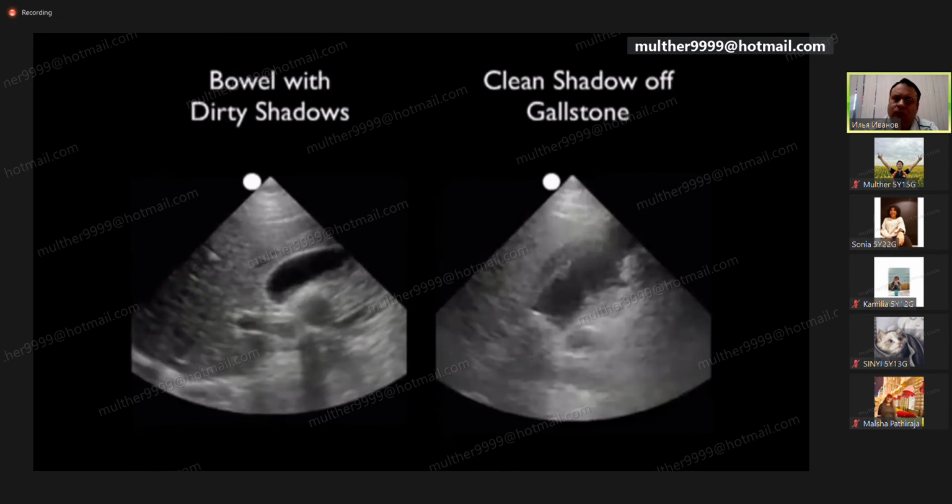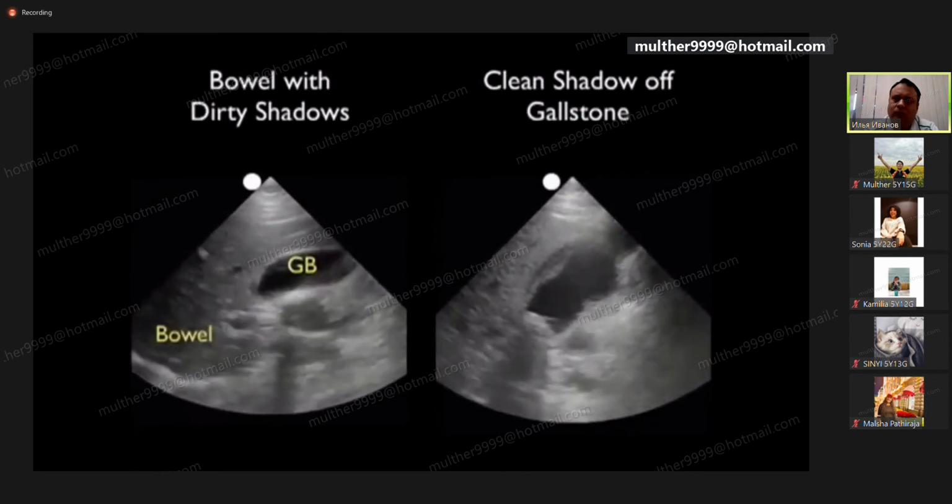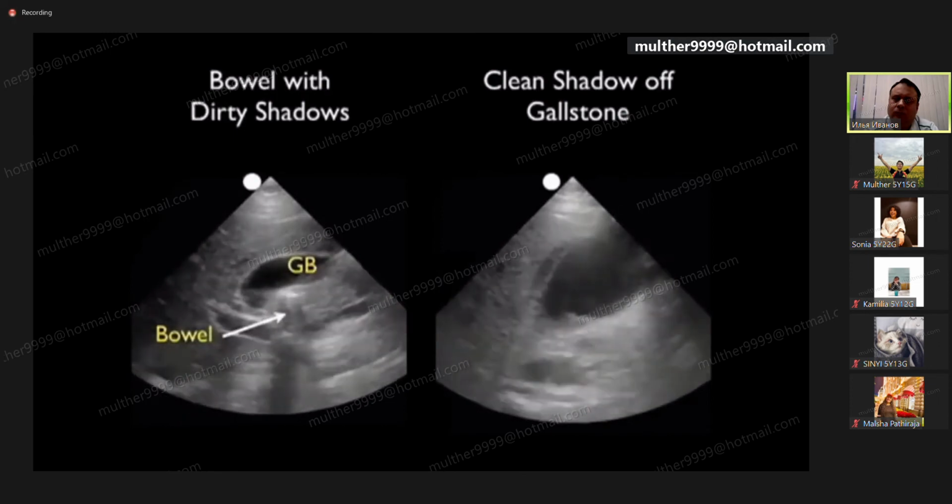One potential pitfall in performance of right upper quadrant sonography is that occasionally a loop of bowel may come right up against the wall of the gallbladder and be mistaken for a gallstone.